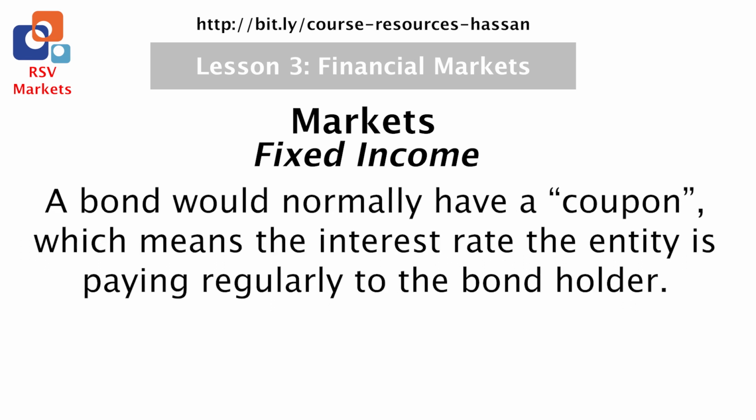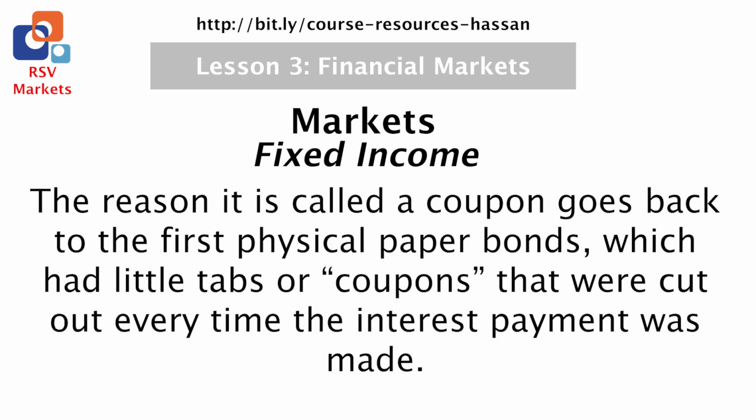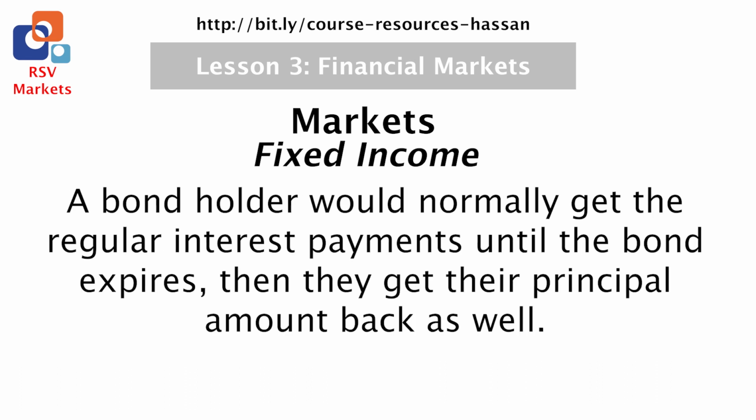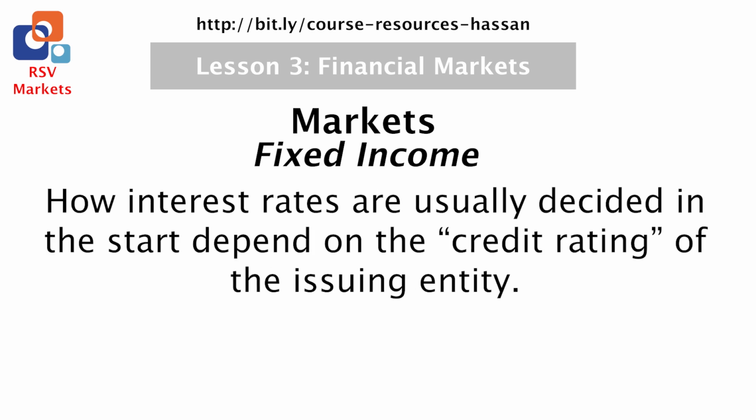A bond would normally have a coupon, which means the interest rate the entity is paying regularly to the bondholder. The reason it is called a coupon goes back to the first physical paper bonds, which had a little tab or a coupon that was cut out every time the interest payment was made. A bondholder would normally get their regular interest payments until the bond expires, then they get their principal amount back as well.